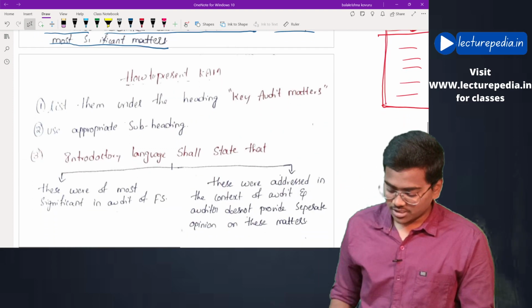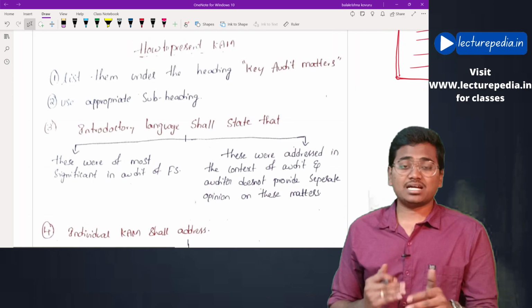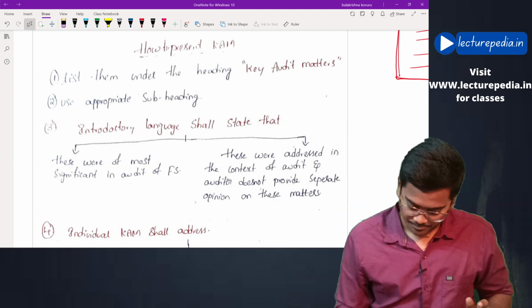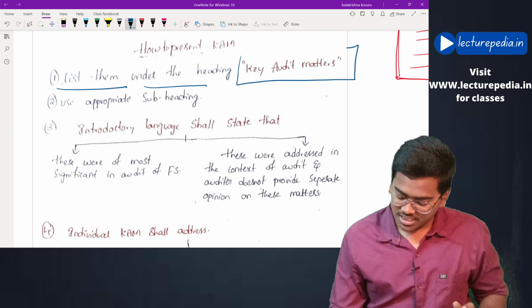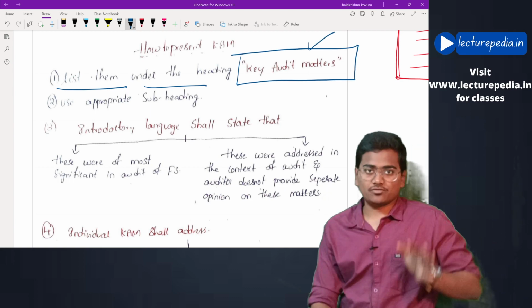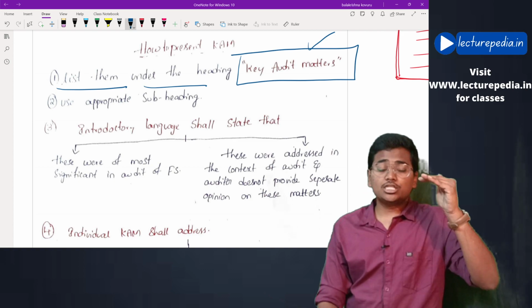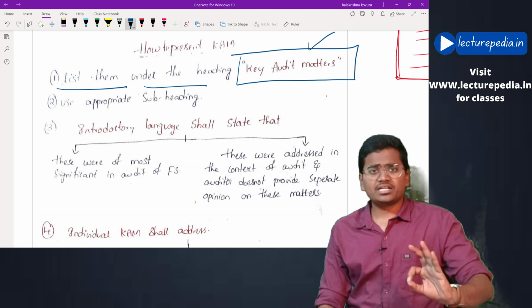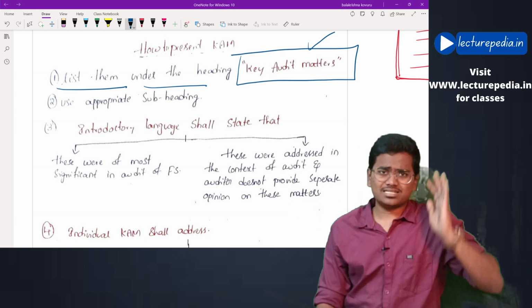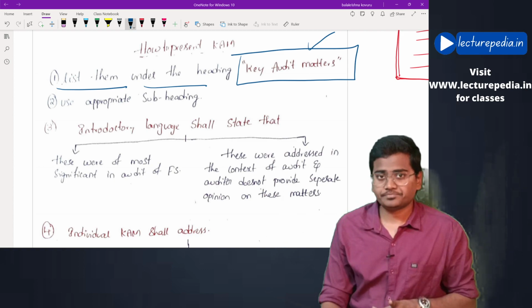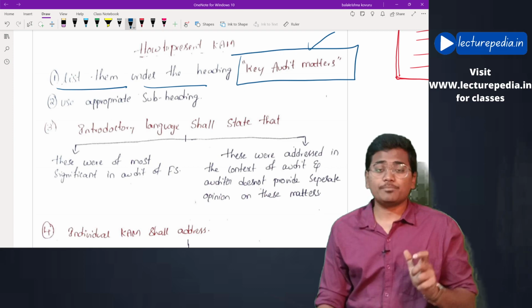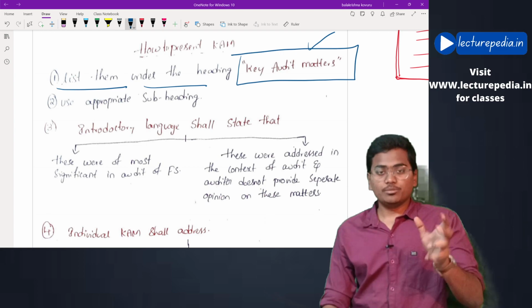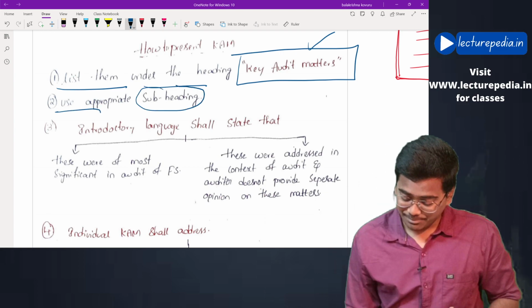Next, how the auditor will present this key audit matter paragraph. First of all, he should give the heading key audit matter paragraph. List them under the heading key audit matters. This should be the main heading of the paragraph. Now, in this main heading, he should give appropriate subheading for each key audit matter. Auditor can communicate how many key audit matters he wants. There is no limit. Now, for each key audit matter, a separate subheading which is apt to that key audit matter will be given. Use appropriate subheading.